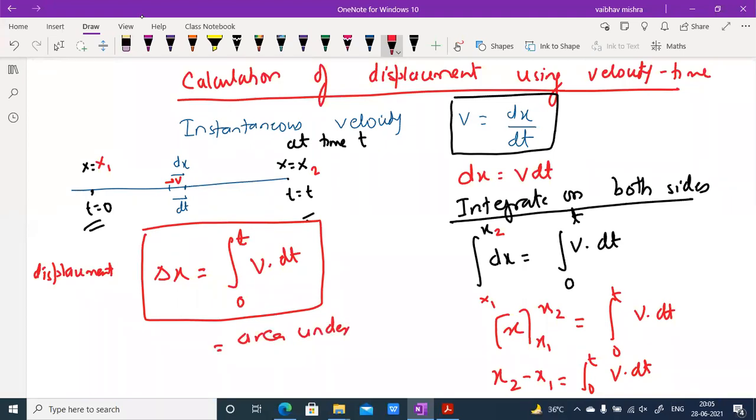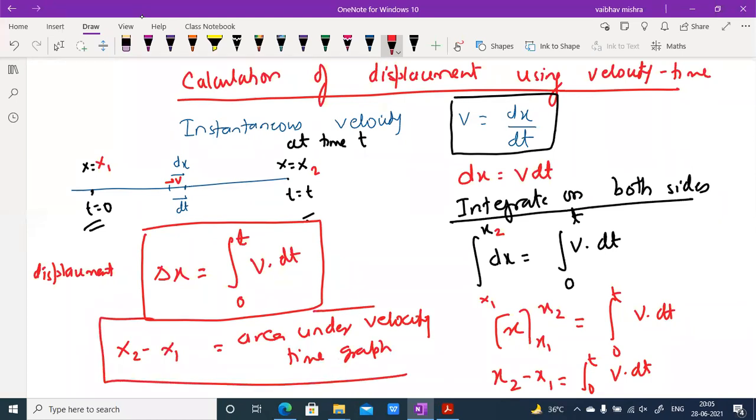If initial position is given and the final position coordinate is to be calculated, then delta x will be written as x2 minus x1. Initial position is x1, final position is x2. But to integrate this, velocity should be in terms of time only, like t square plus 2t plus 3. So integration of velocity gives displacement, or the area under the velocity time graph gives displacement.